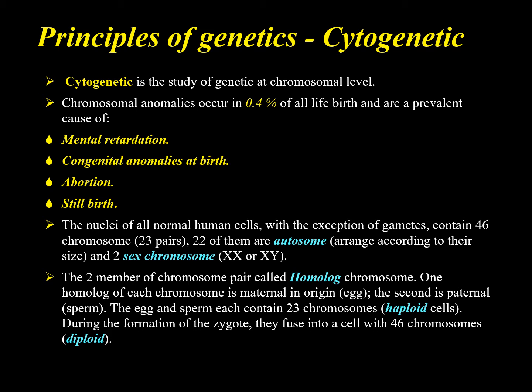The egg and the sperm each contain 23 chromosomes, which is half the number, and this is called a haploid cell. During the formation of the zygote, they fuse into a cell with 46 chromosomes, called diploid. So haploid is a cell that contains half the total number, half of 46 is 23, while cells that contain the whole number are called diploid.